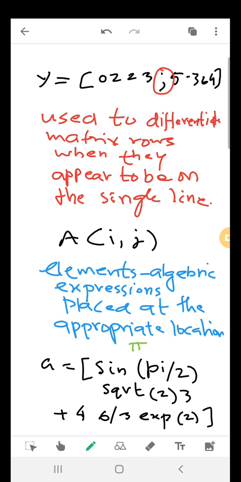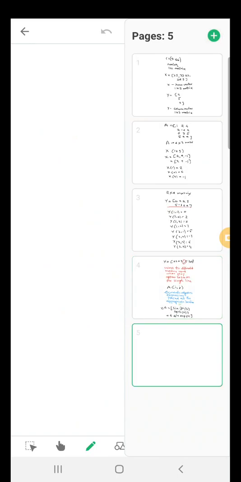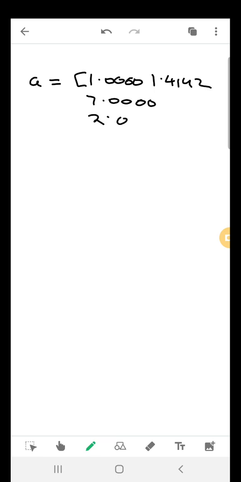representing the matrix. So if we give the command in the Matlab window, the answer will be like this. A is equal to 1.0000, then 1.4142, then 7.0000, then 2.0000, then 7.3891.